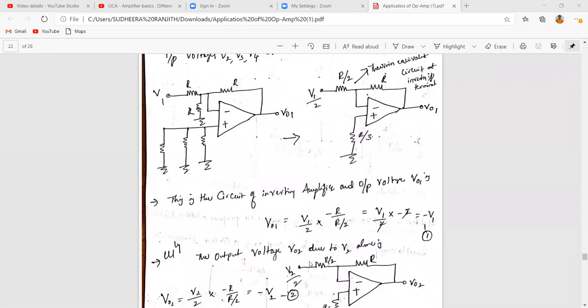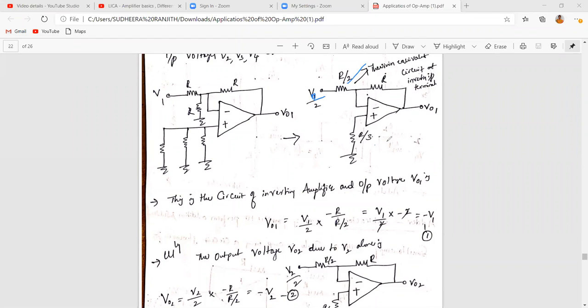Similar to this circuit we are getting here also, but the change is instead of V1 we have V2. Then if we again modify, calculate equivalent resistance which is R/3, calculate equivalent resistance here which is R/2, calculate voltage at this point which is V2/2, not V1/2. When V2 is active, it becomes V2/2 instead of V1.